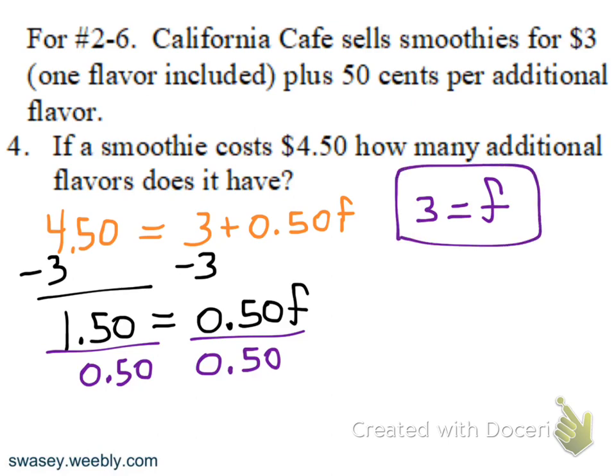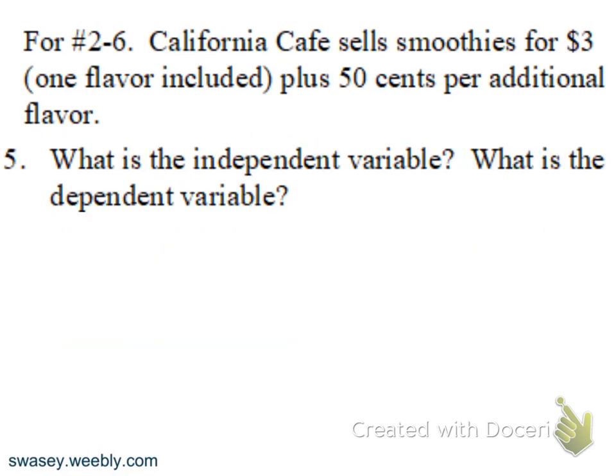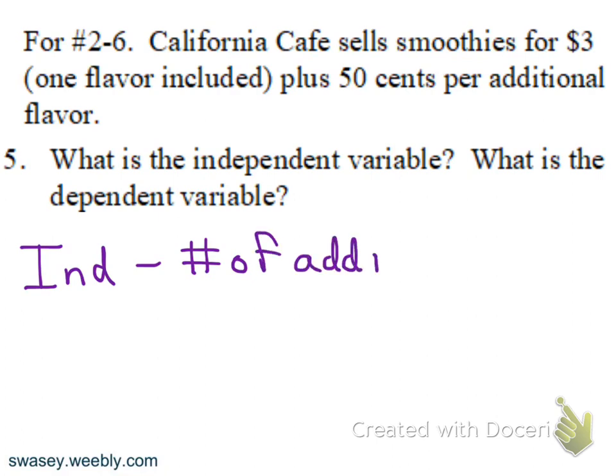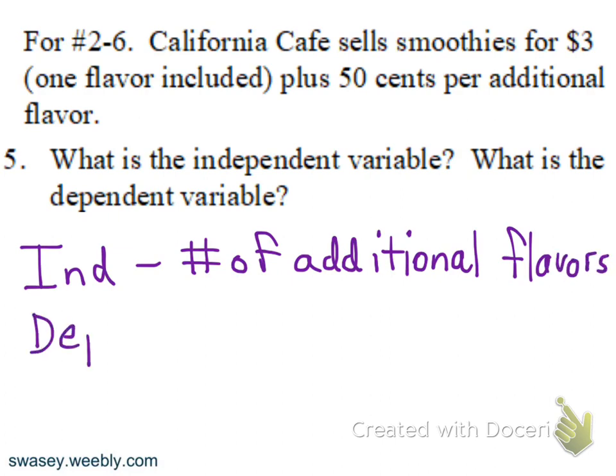So how many additional flavors? 3. Independent variable is the one that comes first in real life. So the independent is the number of additional flavors. And the dependent is the cost.